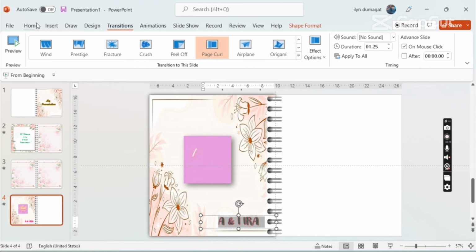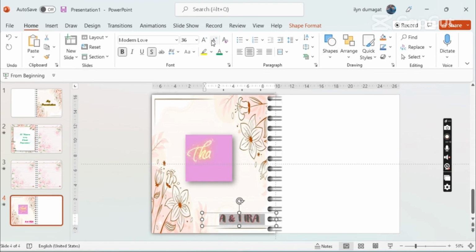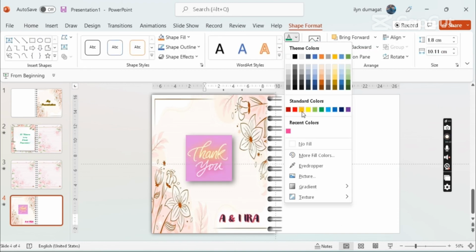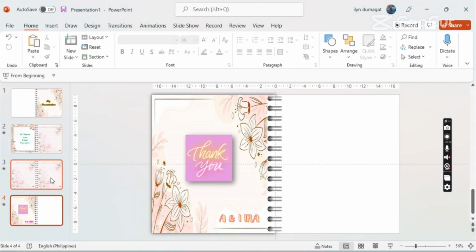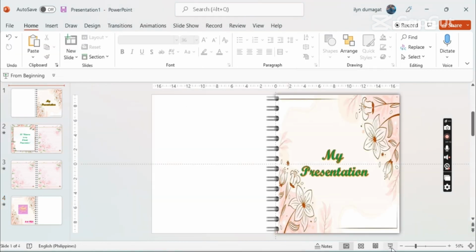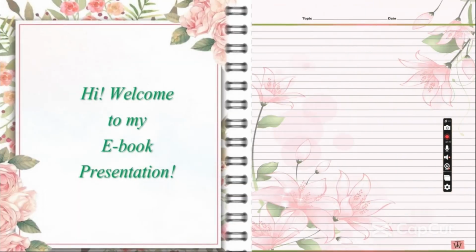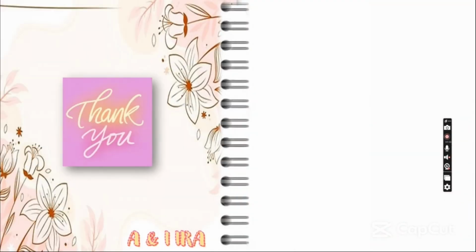Okay, wait. I will just change the color because it's not so clear. Okay. I will check if I have achieved the ebook presentation. Yes, there you have it. Alright.